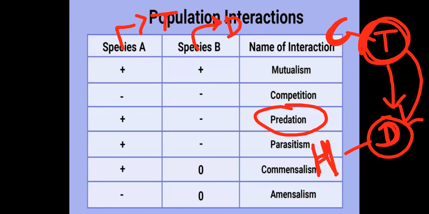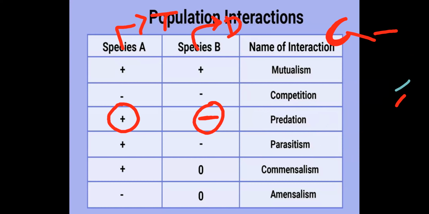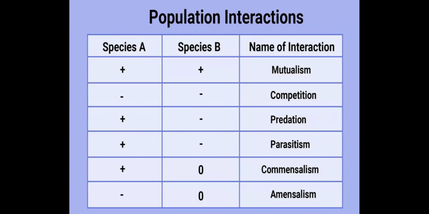So the tiger gets benefit by predation. It acts as a predator, and this one becomes the prey. So species B is actually killed, right? Species B is actually killed, harmed. So it is killed, or else harmed. So it's a detrimental effect. That's why we write minus sign. So predation, remember, for one species plus sign, for the other a minus.